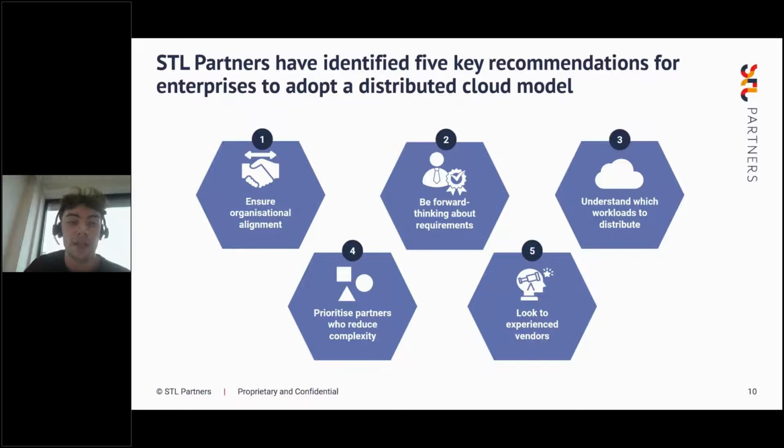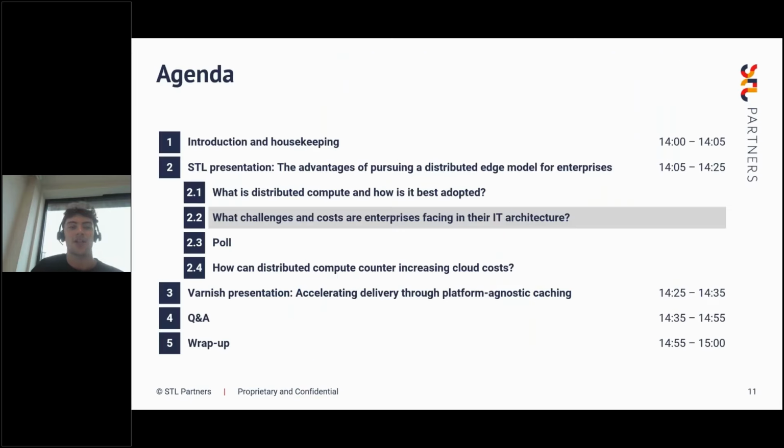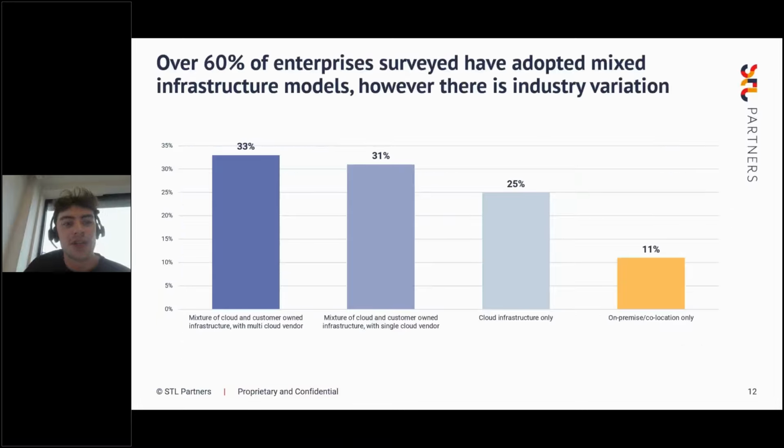And finally, enterprises should look to experienced vendors for expertise, looking for those who are experienced in handling distributed compute and will guarantee that there's a clear observability of what workloads are running where and how they're performing. So it's really important to bear these recommendations in mind as I run through some of the findings from our survey. So in this next section, we're going to be looking at what the challenges and what the costs are that enterprises are facing within their IT architecture. So it's good to kick us off with the current state of play.